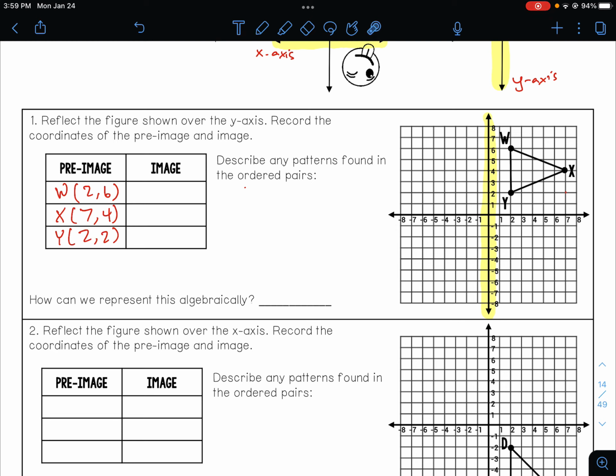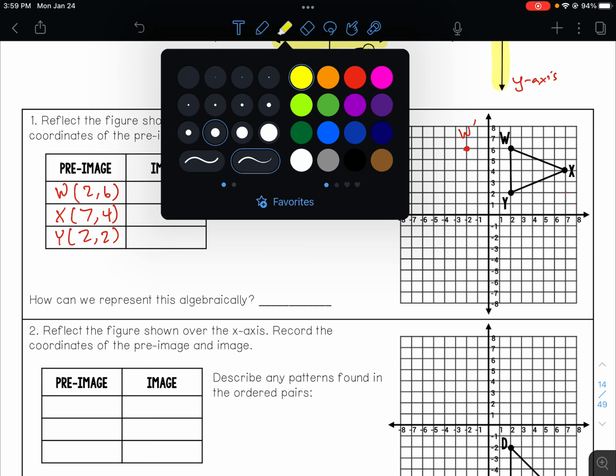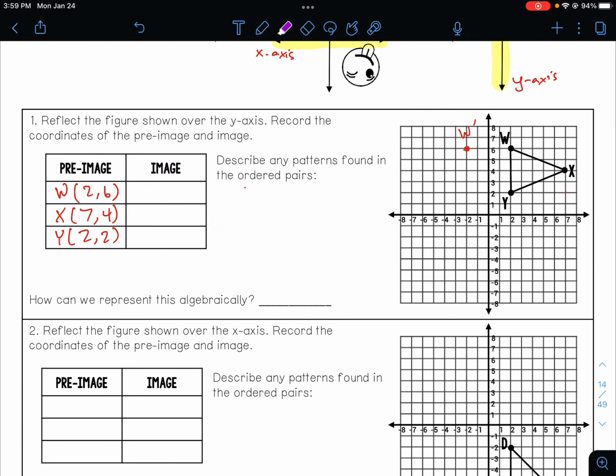Now, if I reflect it off this line, you see how this point right here is 2 units to the right? I'm going to take W and put it 2 units to the left. So it'll be right over there. That'd be W prime. What was 2 units to the right, I'm going to move 2 units to the left.